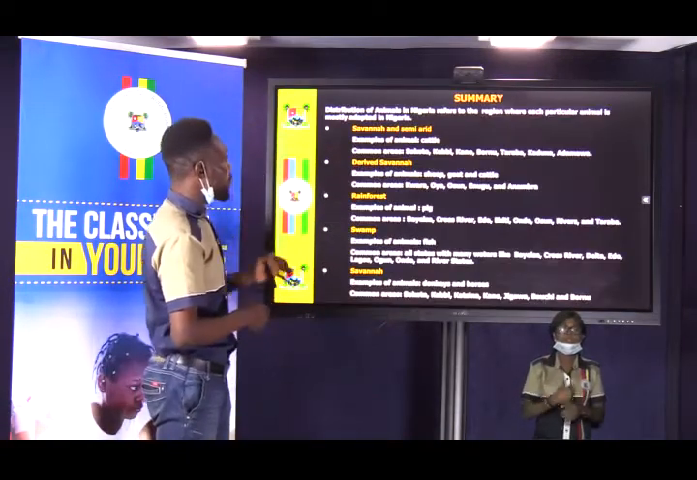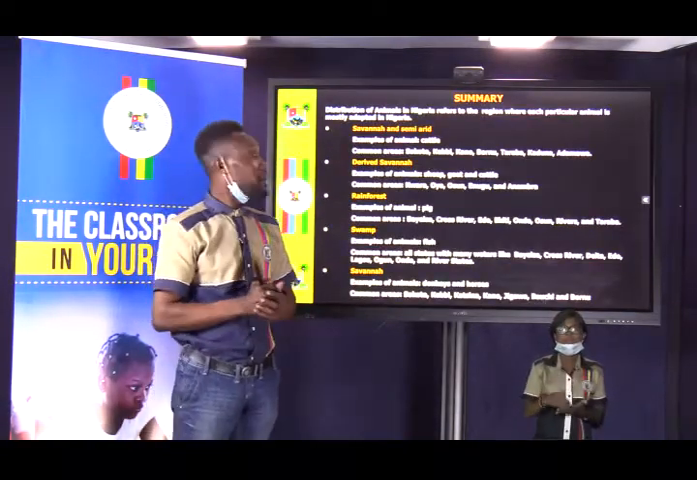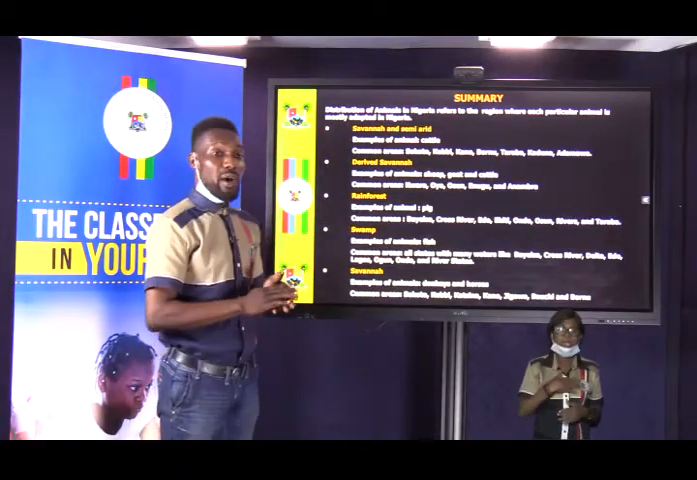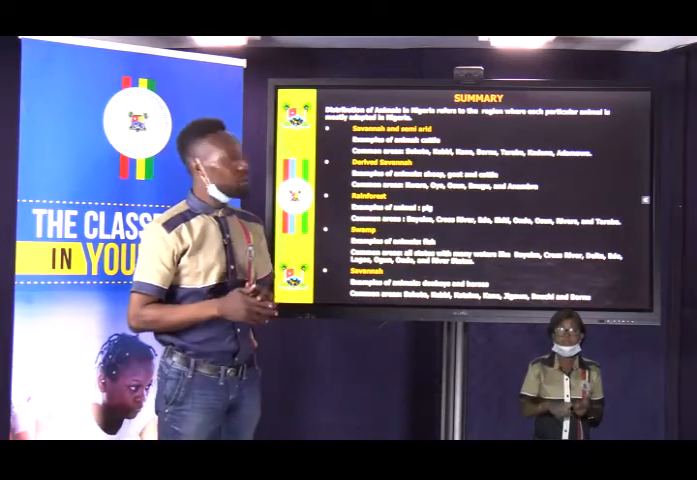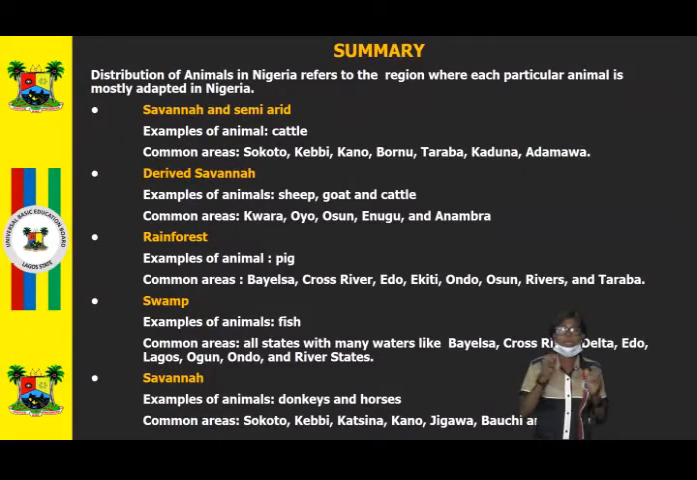In today's lesson, we talked about distribution of animals in Nigeria, and you were told that distribution of animals in Nigeria refers to the region where each particular animal is mostly adapted in Nigeria. We talked about savanna and semi-arid animals there, cattle, common areas Sokoto, Kebbi, and so on. We talked about derived savanna, examples of animals there, sheep, goat, cattle, common areas Kwara, Oyo, Osun, and so on.